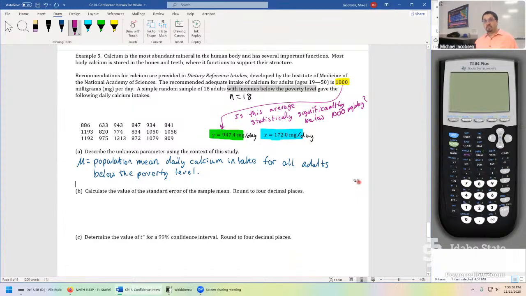To do that, we go to the standard error, the critical number T star, and build out the whole confidence interval. But any questions or comments at all, folks, with just getting the parameter down?